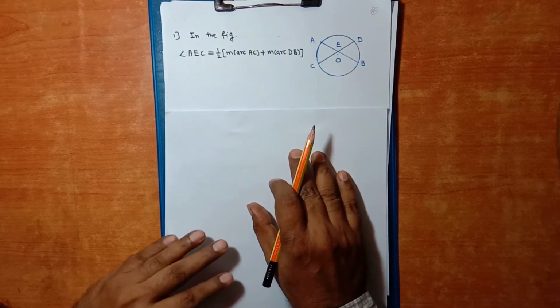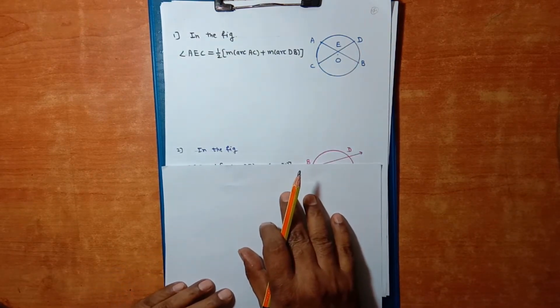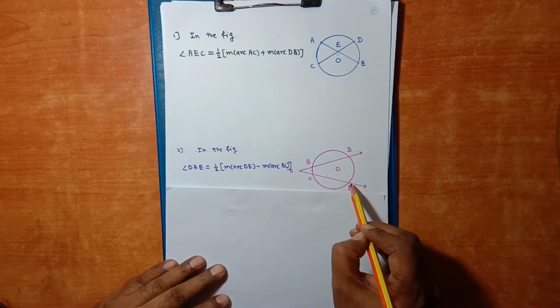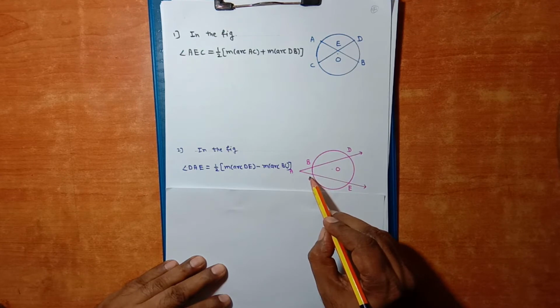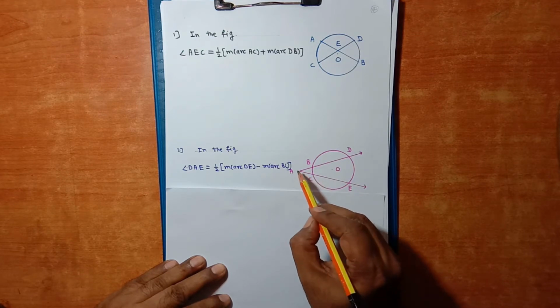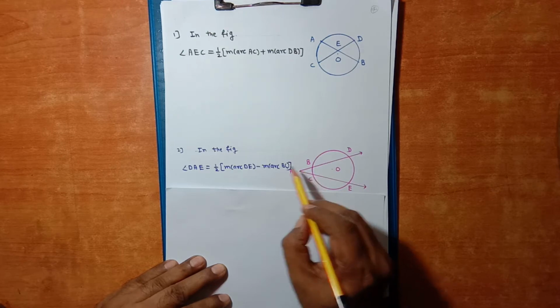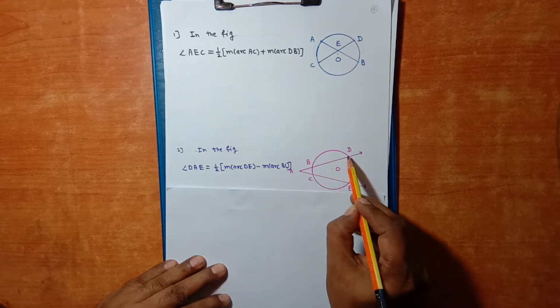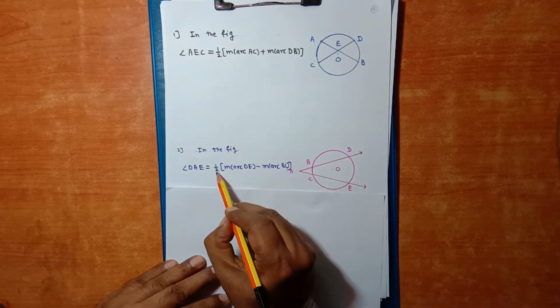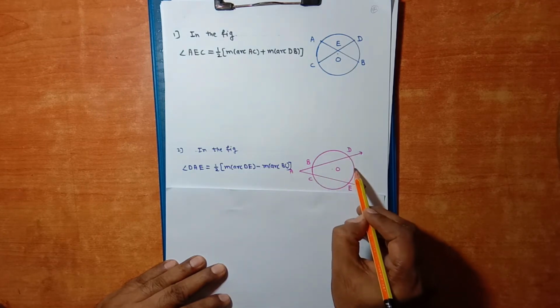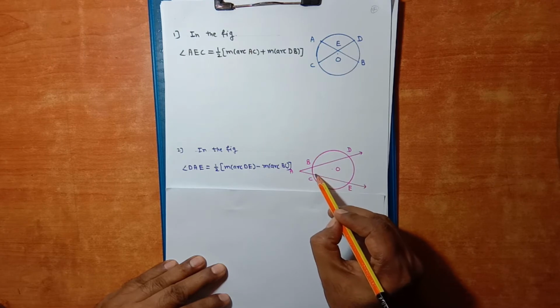Now let us go for the second property of a circle. In the figure, chord DB and chord EC, after extending, intersect at point A. Point A lies in the exterior of the circle. So angle DAE is equal to 1/2 of the measure of arc DE minus the measure of arc BC. This is arc DE, this is arc BC.